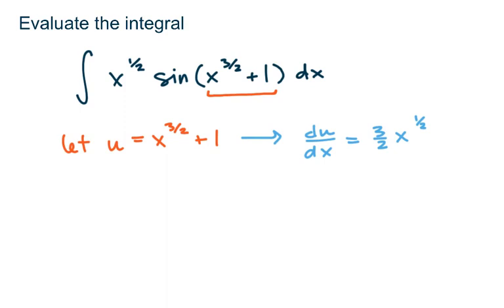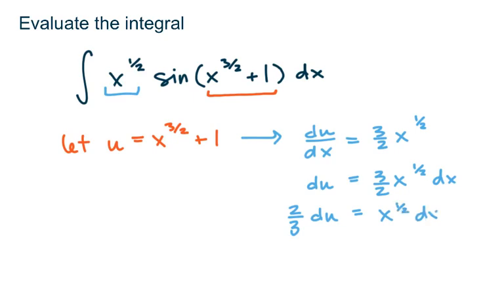And I see x to the 1/2, so I'm on to something. But I don't have that 3/2. Well, again, we're going to rearrange this. So du equals 3/2 x to the 1/2 dx. And then I've still got that 3/2. So I can say this is 2/3 du equals x to the 1/2 dx. I multiplied on both sides of the equation by 2/3. The 3/2 on the right is gone, and I now have a 2/3 on the left. So x to the 1/2 dx, I have that in my integral.